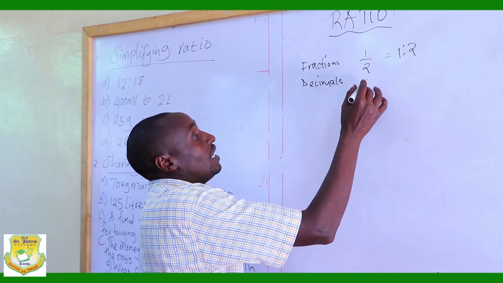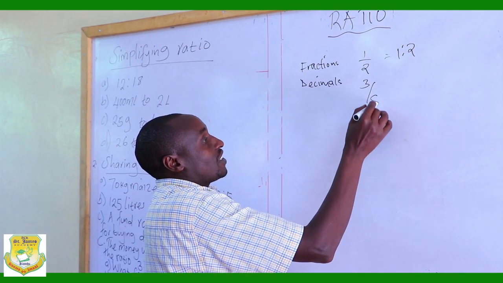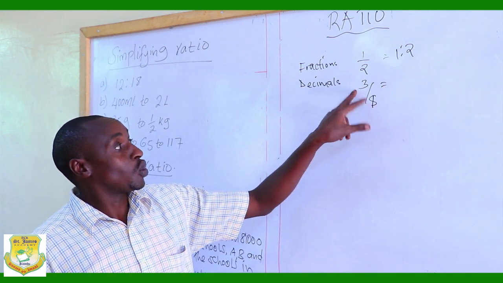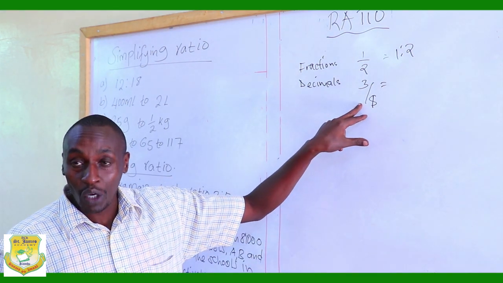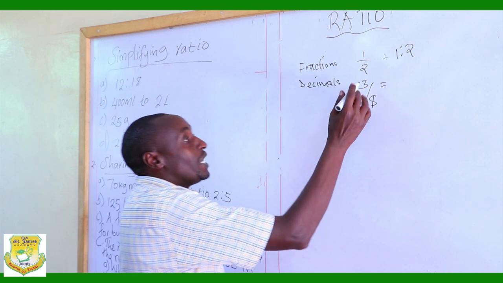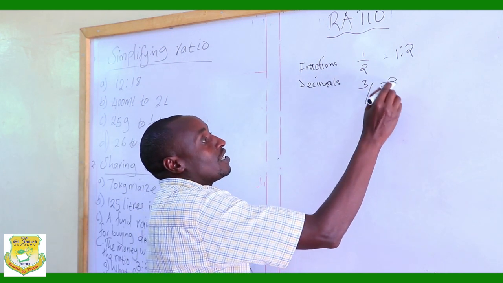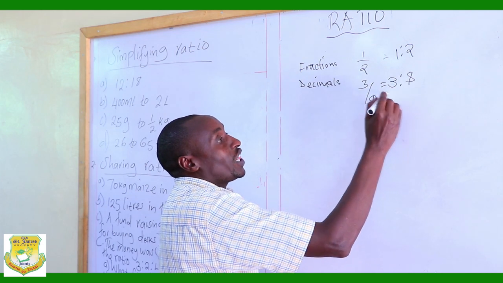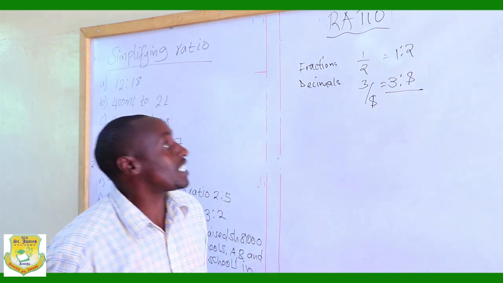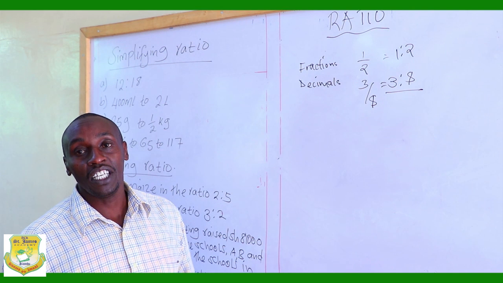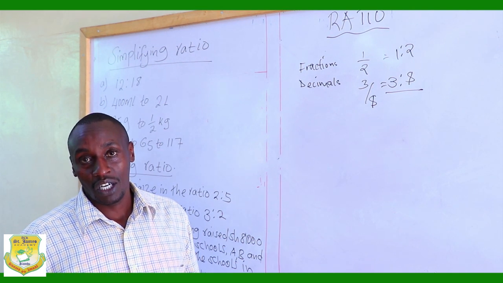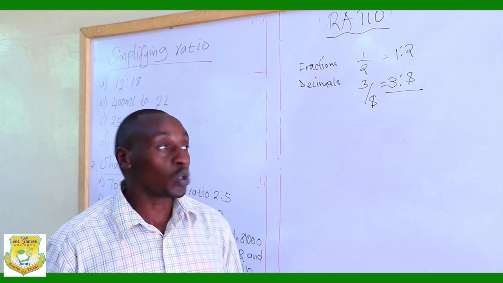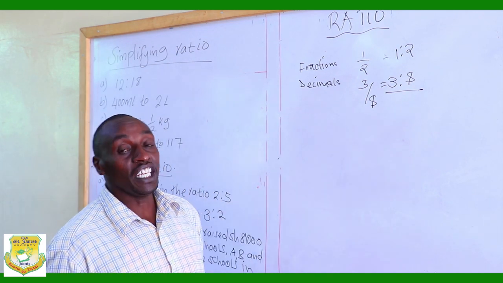Another one, 3/8. If you are told to convert this one to ratio form, we have said the numerator becomes the first number and the denominator becomes the second number. So the ratio 3/8 becomes 3:8.